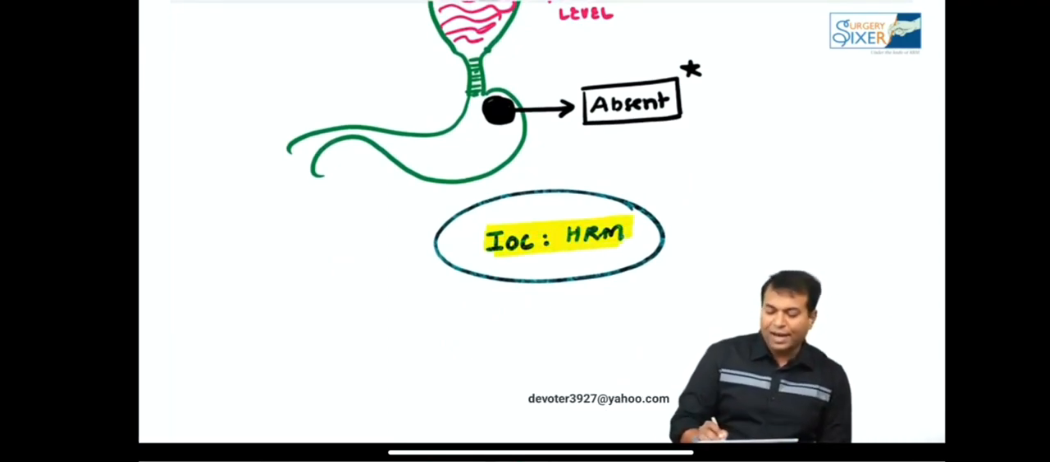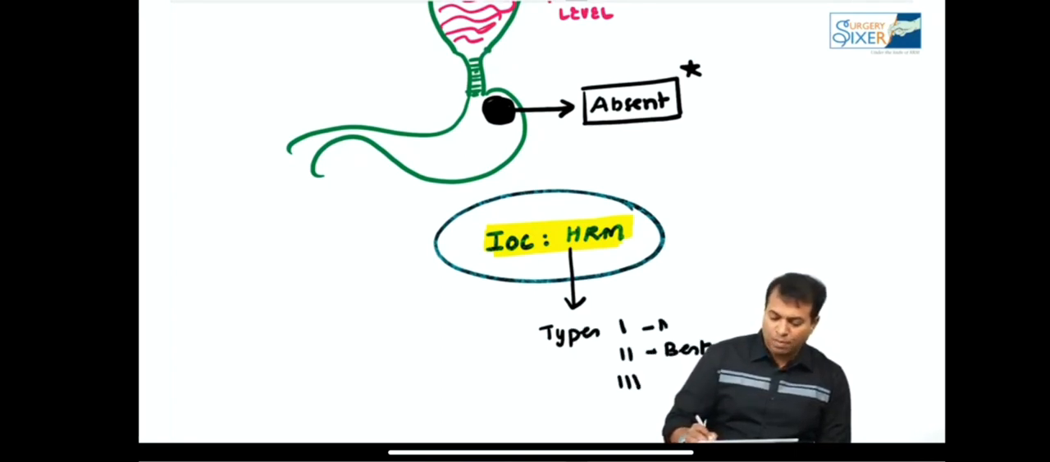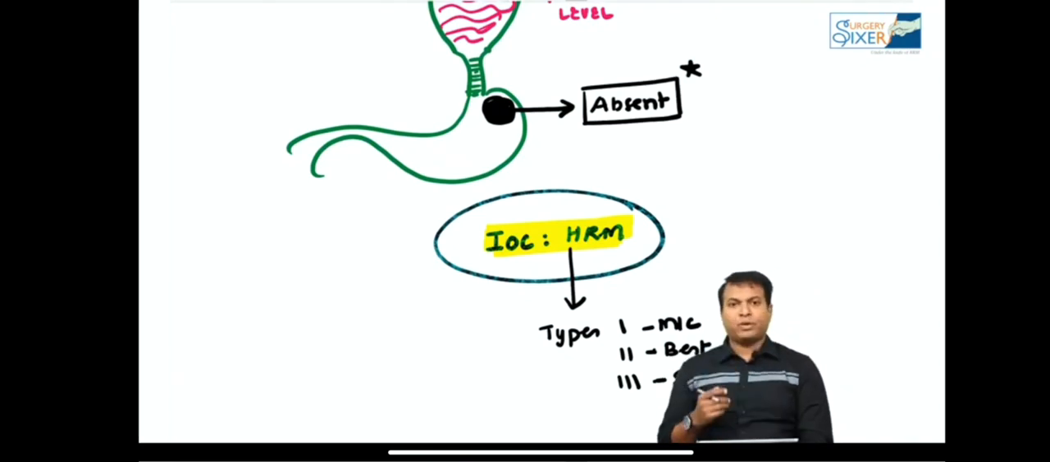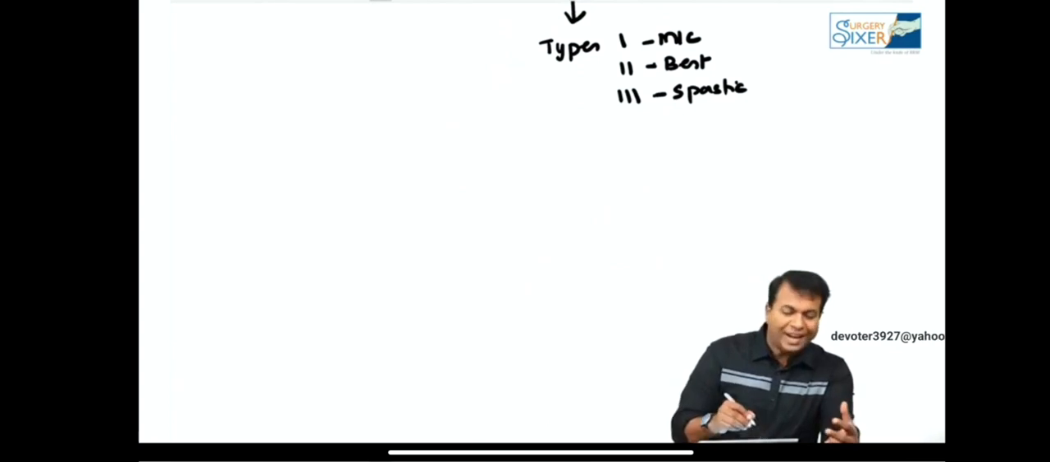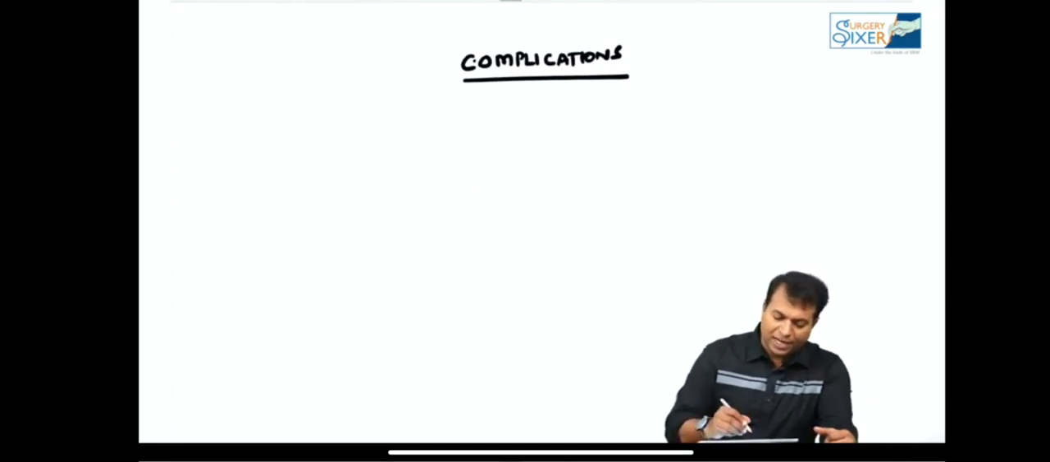The investigation of choice is high resolution manometry, and on high resolution manometry, how many types of achalasia do we get? Types 1, 2, 3. Which is best? Type 2 is best to get. Which is most common? Type 1, classical achalasia, is most common. Type 2 is best, and type 3 is spastic achalasia cardia. So next, you can write the enormous points in achalasia cardia. Next comes complications of achalasia cardia.